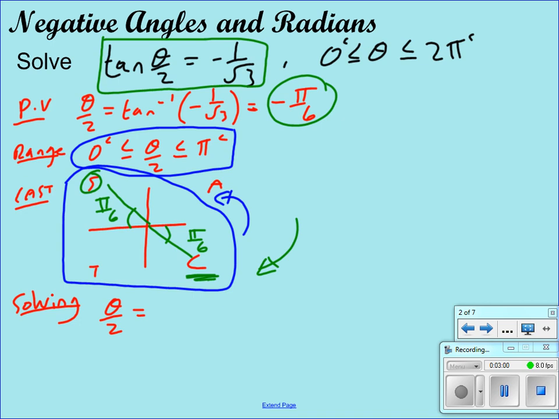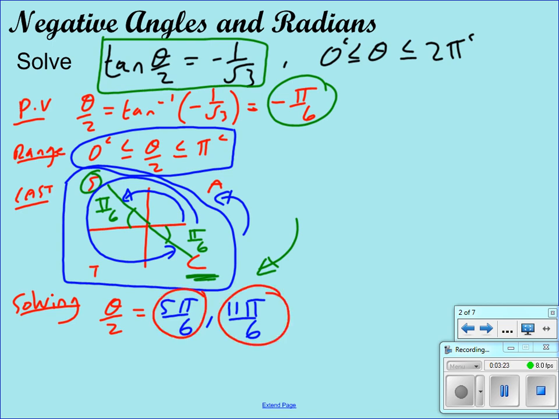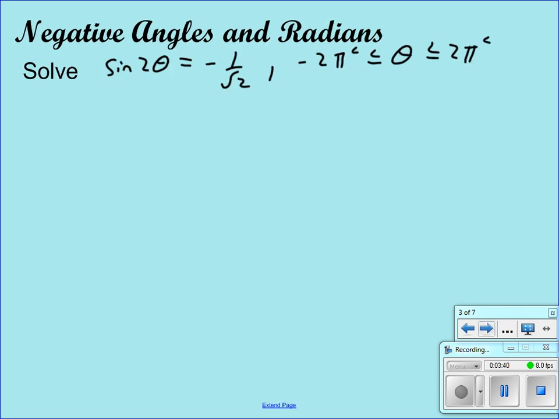So this means theta over 2 has to travel pi minus pi over 6, which gives me 5 pi over 6. And then if I keep going round for the second solution, this is 2 pi minus pi over 6, which is 11 pi over 6. But if I'm looking at my range, this is within 0 and pi, while this is greater than pi, so therefore we disregard it. So our only solution then is theta equals 10 pi over 6 radians, which is the same as 5 pi over 3 radians. And that one's done.